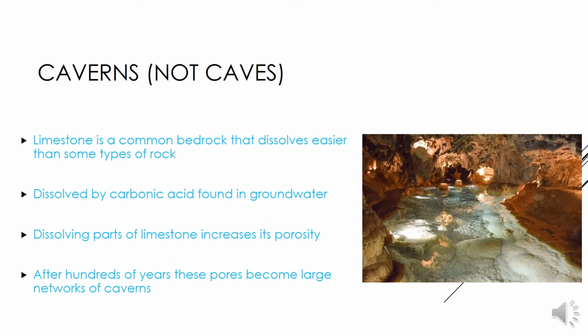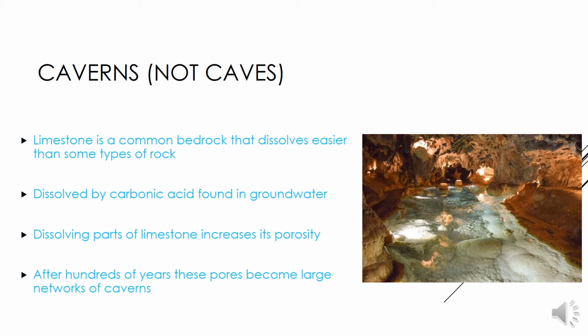Caverns, not caves. Limestone is common bedrock. It's made, of course, you guys remember, the calcium carbonate in limestone is from seashells. It dissolves easily, and it dissolves more easily than a lot of types of rock. This is dissolved by carbonic acid found in groundwater, found in acid rain. So acid rain speeds this process up.